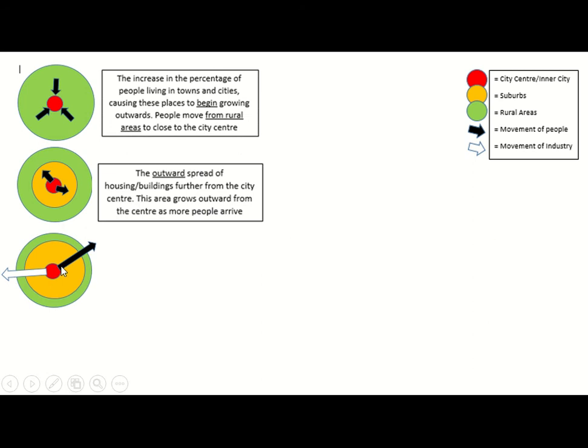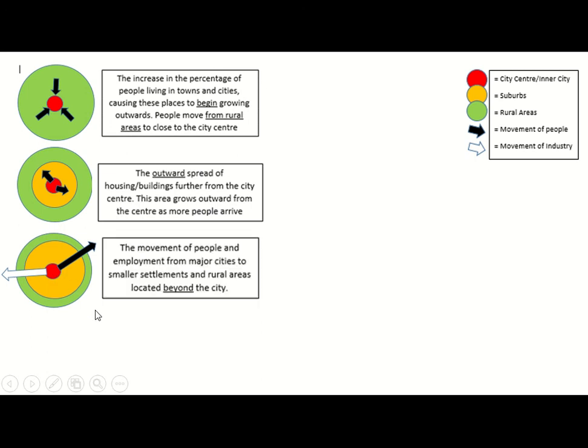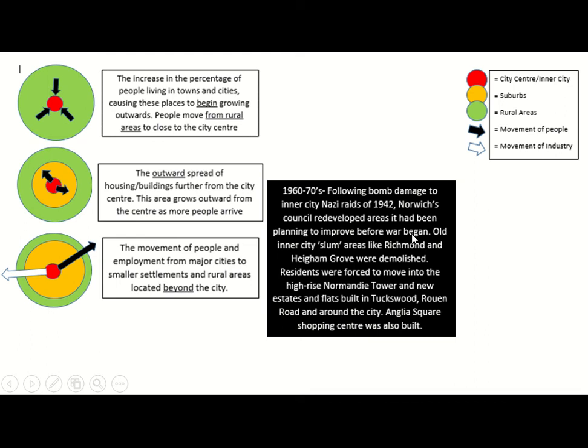Then you get something called counter-urbanisation. As the city becomes bigger and sprawls a bit more, people, for some reasons, but also industry and jobs, will move away from the city centre, and that's called counter-urbanisation. So that's the movement of people and employment from major cities to maybe smaller towns or other settlements beyond the city limits. Okay, and that can be for a number of reasons.